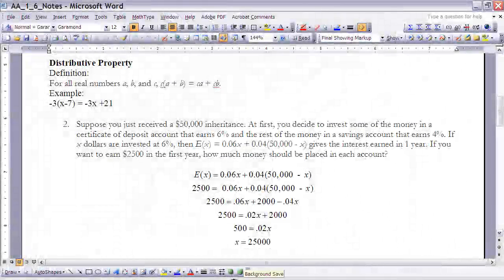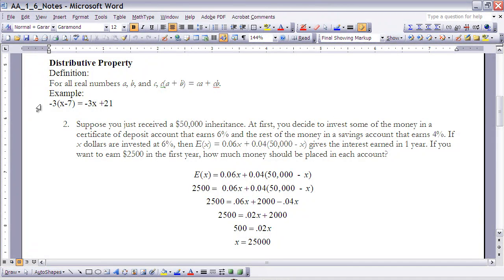Okay, another review topic from Algebra 1 is the distributive property. By definition, the distributive property says that for all real numbers a, b, and c, if I take c times the quantity a plus b in parentheses, then that's the same as c times a plus c times b. We distribute the c to all of the values being added or subtracted inside the parentheses. That's what the distributive property tells us.